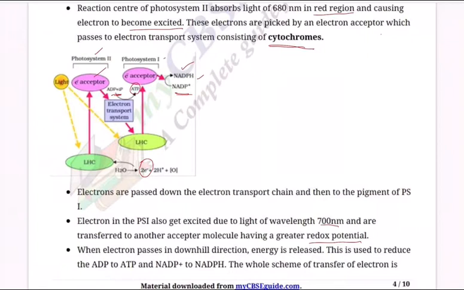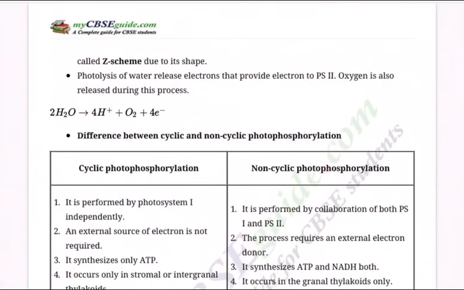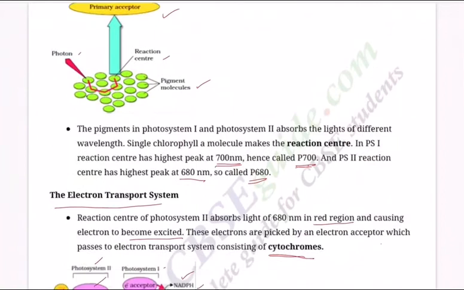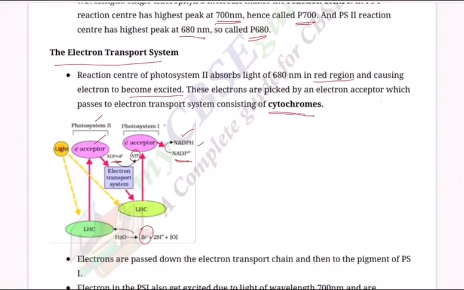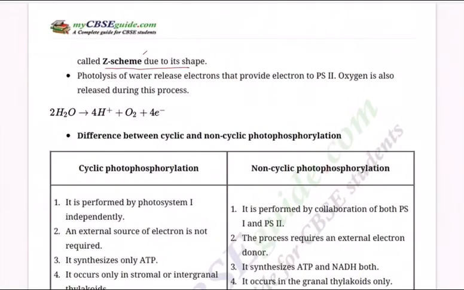The whole scheme of transfer of electrons is called Z scheme due to its shape. Look at the shape. Is it looking like a Z? Yes, it is a Z scheme. So starting from this, yes, Z scheme. That is why it is called Z scheme, because of the shape. Photolysis. Photo means light, lysis means breaking.